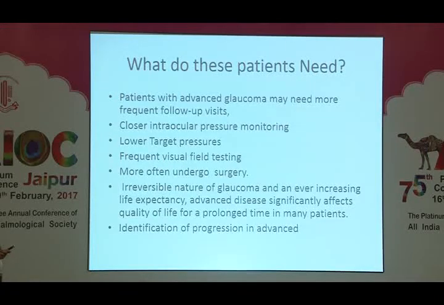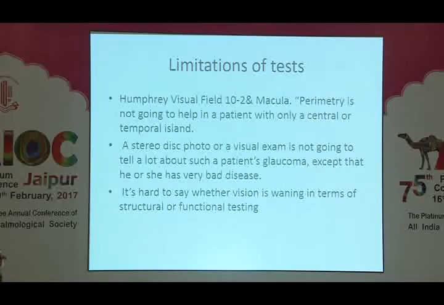So what do they need? Normal glaucoma patients have protocols, but here we need to monitor them a little more frequently. They have to come more often. Intraocular pressure, not done by the optometrist or resident, should be done by the consultant. We maintain the targets lower. We do visual fields a little more often. What fields we do, we'll come to a little later. They need to go more often under surgery because the kind of pressure reduction we need doesn't come really by medications that much. Keeping in view the irreversible nature of glaucoma and ever-increasing life expectancy, this really needs to be looked into very seriously. And identification of progression is one of the most important things in this.